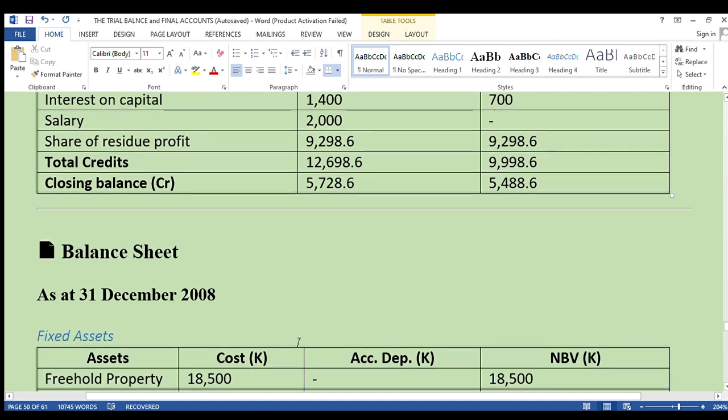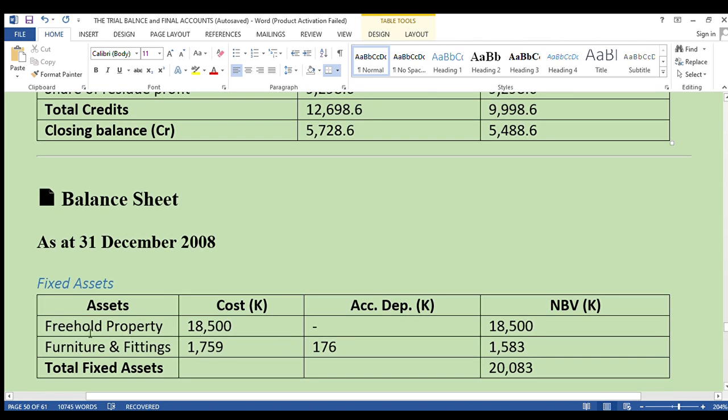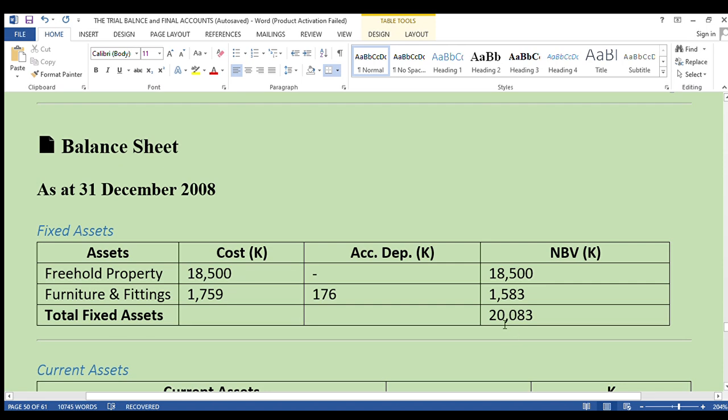So the balance sheet starts just like any other balance sheet with the fixed assets first, freehold property, and furniture and fittings. If there's depreciation, you have to subtract depreciation. The depreciation for furniture and fittings was 175.9, but I've rounded off to 176, which is 10% of this according to the instructions we were given. So this figure minus this, we're going to get this. So the total fixed assets are this.